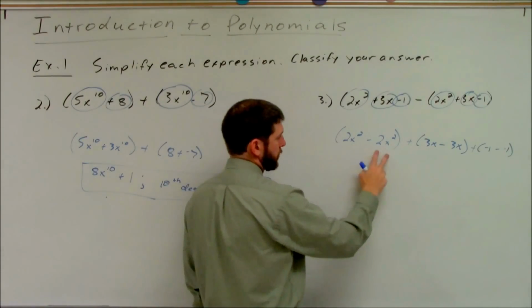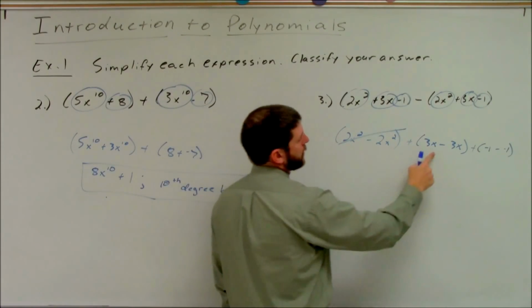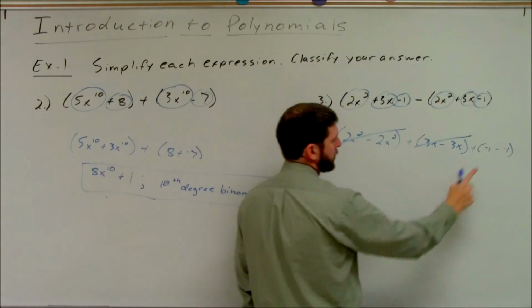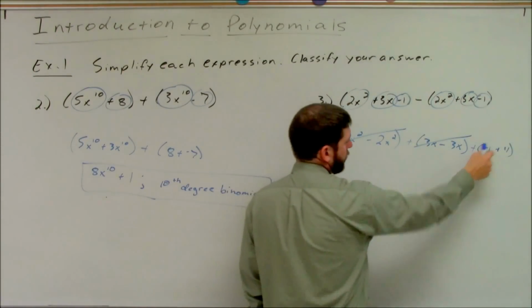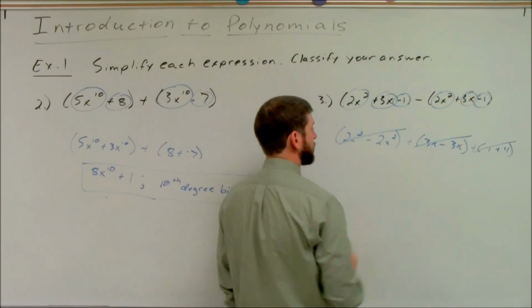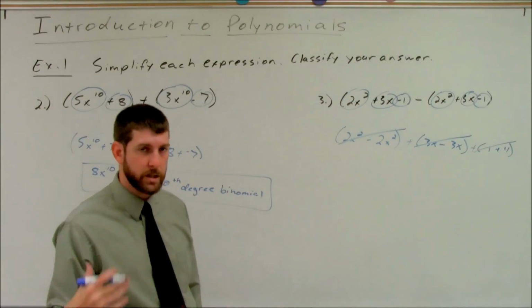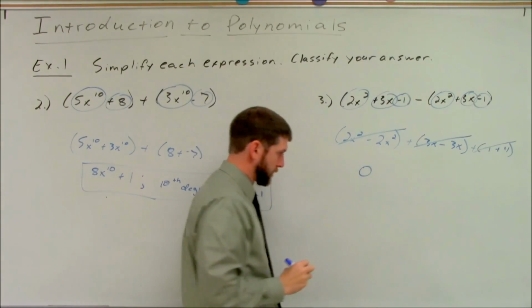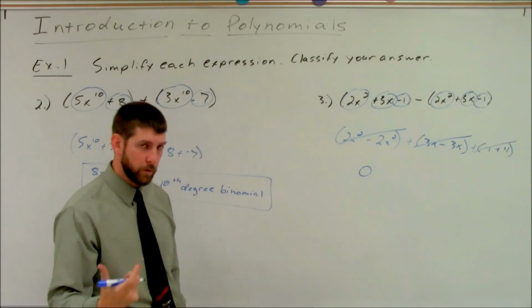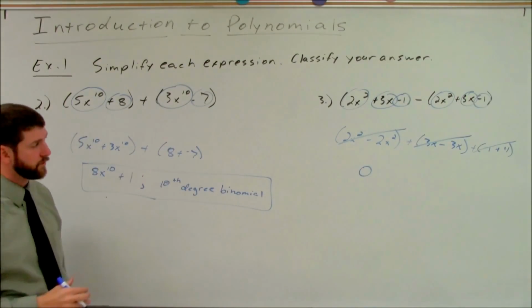Actually combine them. 2x squared minus 2x squared cancels. 3x minus 3x cancels. Negative 1 minus the negative, that's plus. So negative 1 plus 1 cancels. So we're left with nothing. Well, a polynomial's got to have something. We can't just say it all canceled. Well, it all cancels to give us 0. So that's the simplified expression.